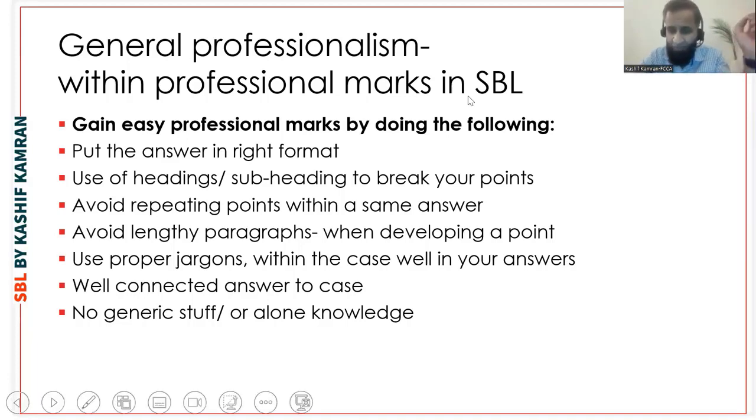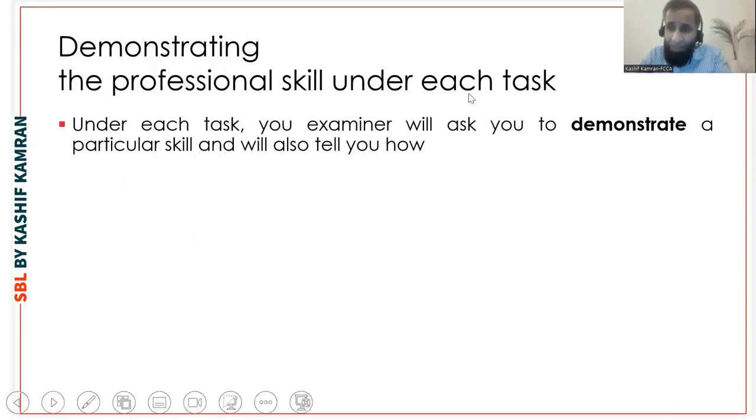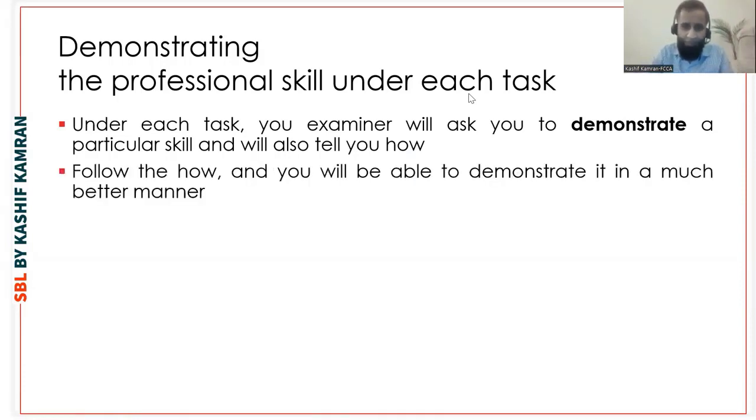Right, so this is journal professionalism. Now just let me demonstrate the second perspective of professional marks. Under each task, your examiner will ask you to demonstrate a particular skill and will also tell you how. He will not leave you blank, just like you leave the examiner blank in your answer. The examiner will tell you which skill to be demonstrated and how. You will never find a vague statement from the examining team. Let me show you an example. Follow the how, and you will be able to demonstrate it in a much better manner.